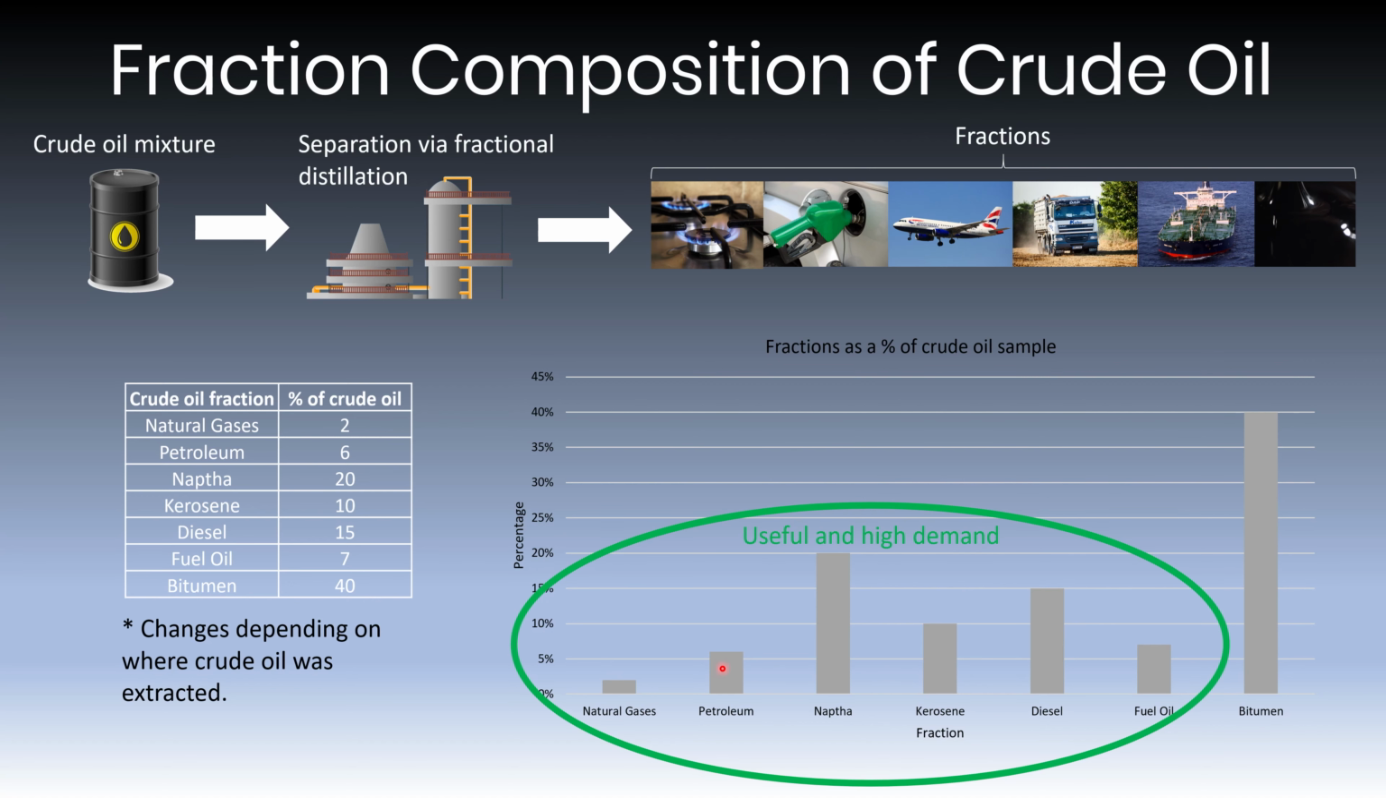Now, these fractions highlighted here with the green ring around them are actually very useful and they're in quite high demand, and that's because all of these can be used for fuels. Whereas this fraction here, bitumen, which I've highlighted in the orange circle, is not as useful and it's in quite low demand. But you'll notice that there's actually quite a high supply of it, whereas these more useful or high demand fractions, there's a relatively lower supply of each of those. So we're facing a little bit of a problem here.